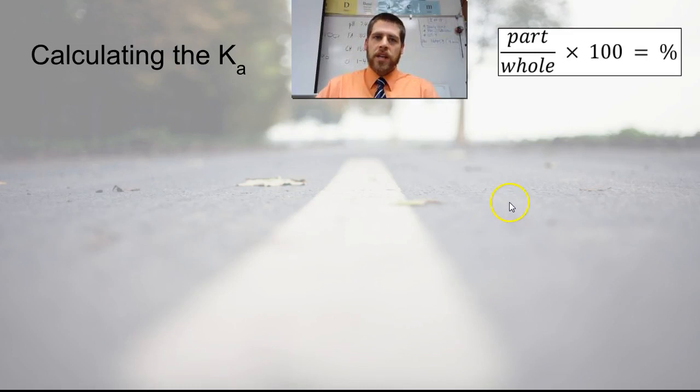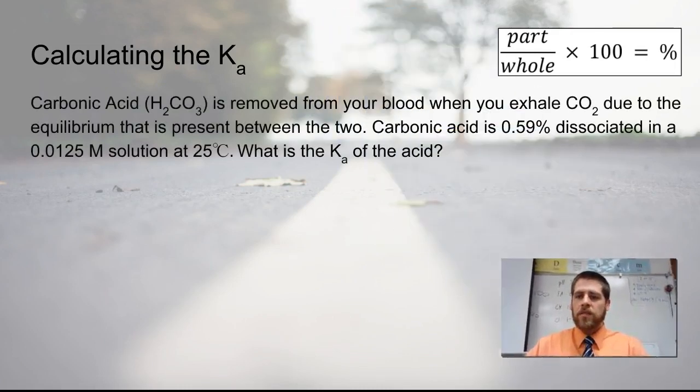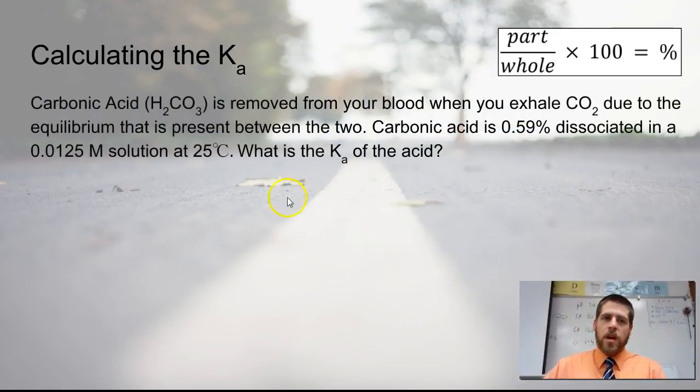Now, what about calculating the Ka? Let's say we're given a percent dissociation. Carbonic acid is dissolved in your blood and it's drawn out through exhaling CO2. This helps you maintain homeostasis in your circulatory system, in your whole body's pH levels. It's 0.59% dissociated in a solution that's 0.0125 molar. So let's calculate the Ka.